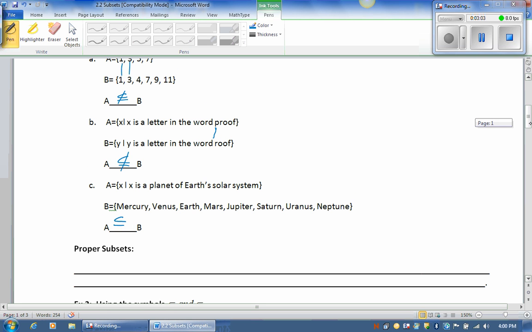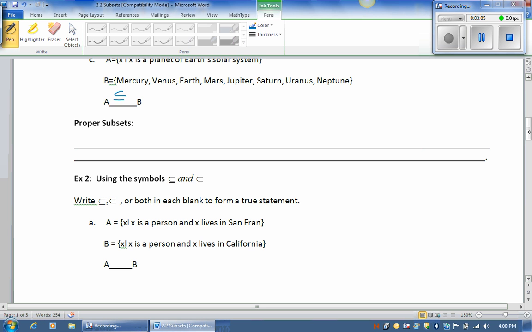All right, so let's talk about proper subsets next. A proper subset is a given set that are kind of equal. Every set has to be like a subset of itself, so we're going to see what that looks like.